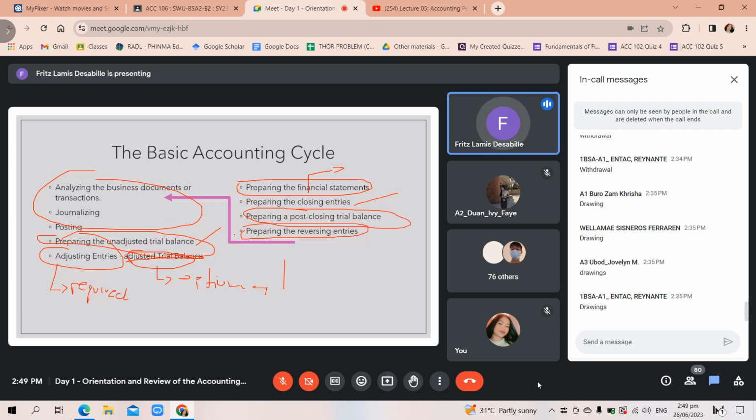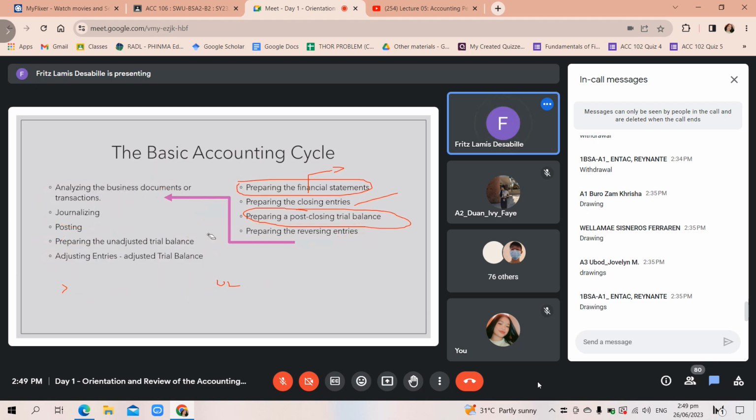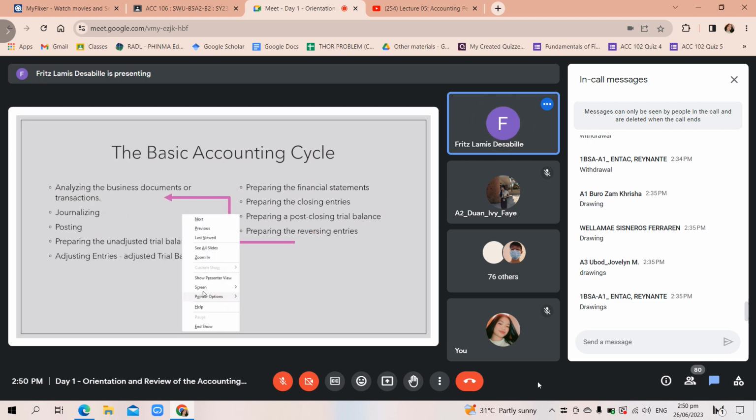So how many are optional here? Please take note, guys, so you can identify them. This is a common question, guys. Optional: reversing, post-closing TB, adjusted TB, and TB. So those four are the optional ones. The rest are required.